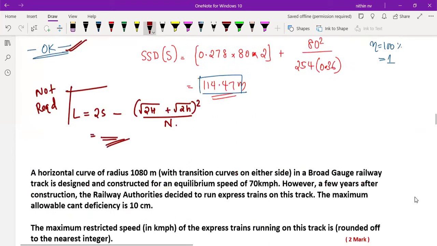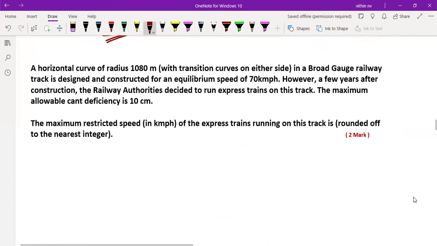Moving forward, the next question is also from railway engineering. And the question is of 2 marks. So let's read the question first of all. The maximum restricted speed, that's what they're asking.